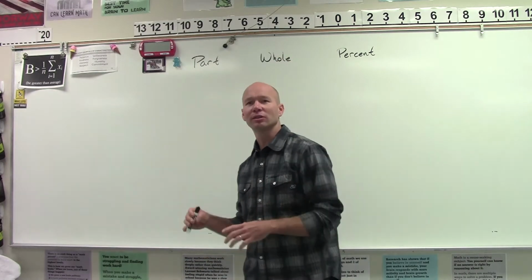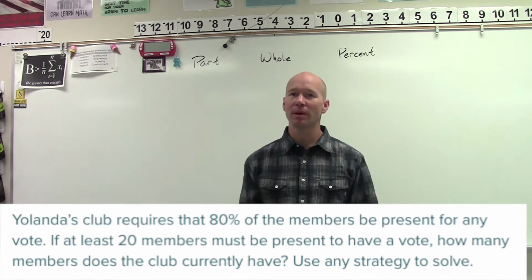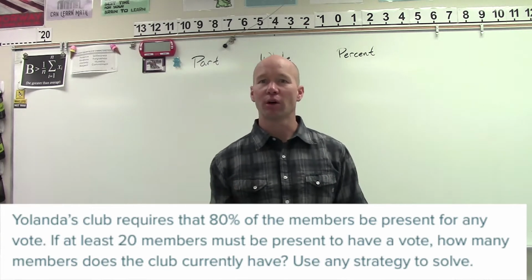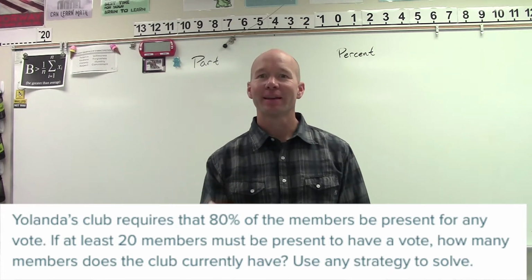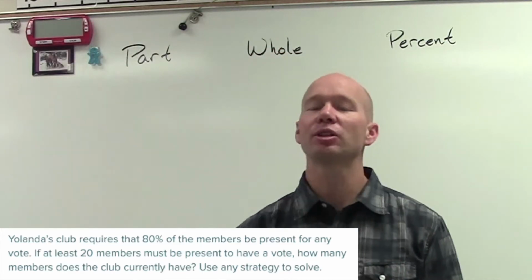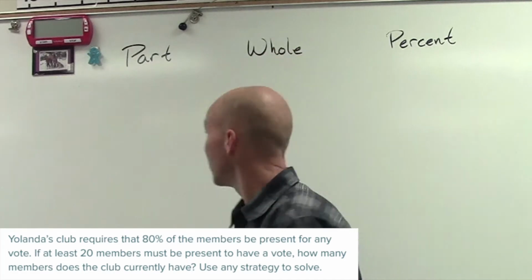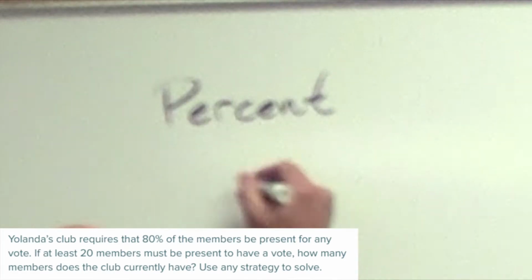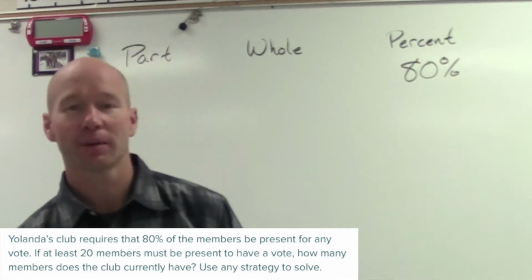So the question is this: Yolanda's club requires that 80% of the members are there in order to vote. If 20 members must be present in order to vote, then how many members are in the club? So what information do we know here? What information do we have? 80%, that's right. So our percent is pretty easy. We got 80%. So we know 80% is our percent.